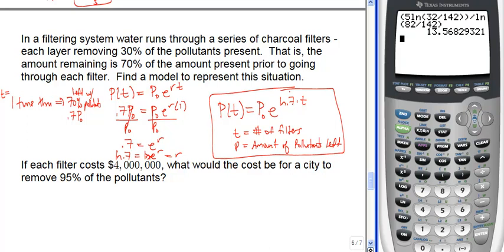So if you were the mayor of a city and you were trying to clean up your water supply, this would be a situation that you would have to consider. And you'd also have to budget it in, because each filter can cost up to $4 million. And in this example, each filter costs $4 million. So what would it cost for the city to remove 95% of all the pollutants in the water? If you want your water to be 95% clean, how many of these filters are you going to need? And each one costs $4 million. So let's see how we can measure that.